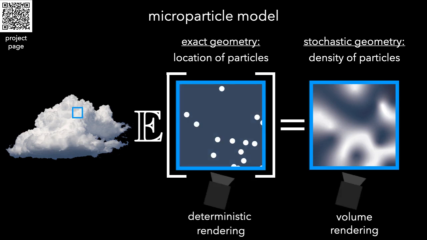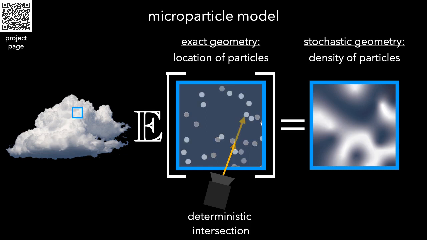The particle density representation allows us to trace light paths through the cloud without knowing the exact particle locations. To achieve this, the only thing we need to know is the distance a light ray travels before first encountering the cloud geometry. In the deterministic representation, this distance is simply the deterministic distance to the first intersection of the particle. Different configurations of particles lead to varying intersection distances.